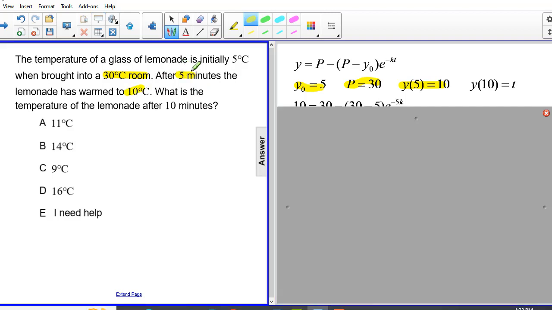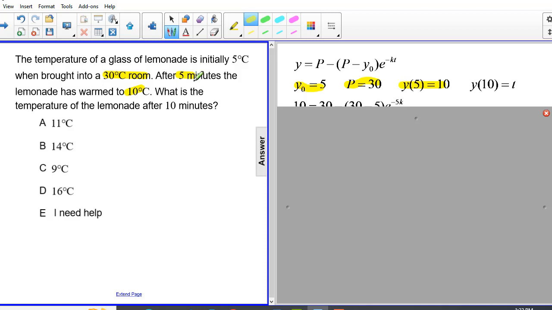Now I make the appropriate substitutions with the goal of solving for e to the negative k power. Solving for e to the negative k power directly will make our calculations easier. Using the condition y is equal to 10 when t is equal to 5 will help us solve for it.